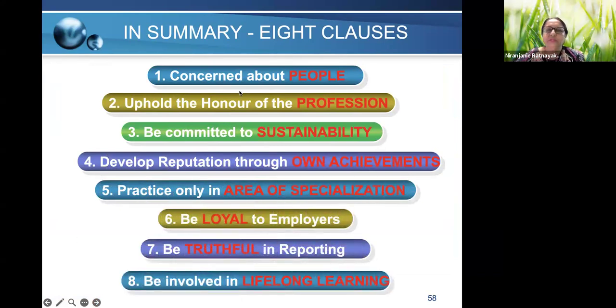The 8 clauses, right? One is concerned about the people, second one is uphold the honor of the profession. Third one is be committed to sustainability. Fourth one is develop reputation through own achievements. Fifth one is practice only in area of specialization. 6 is be loyal to employers. 7, be truthful in reporting. And 8 is be involved in lifelong learning. This is not too hard to remember, right? Remember this slide.